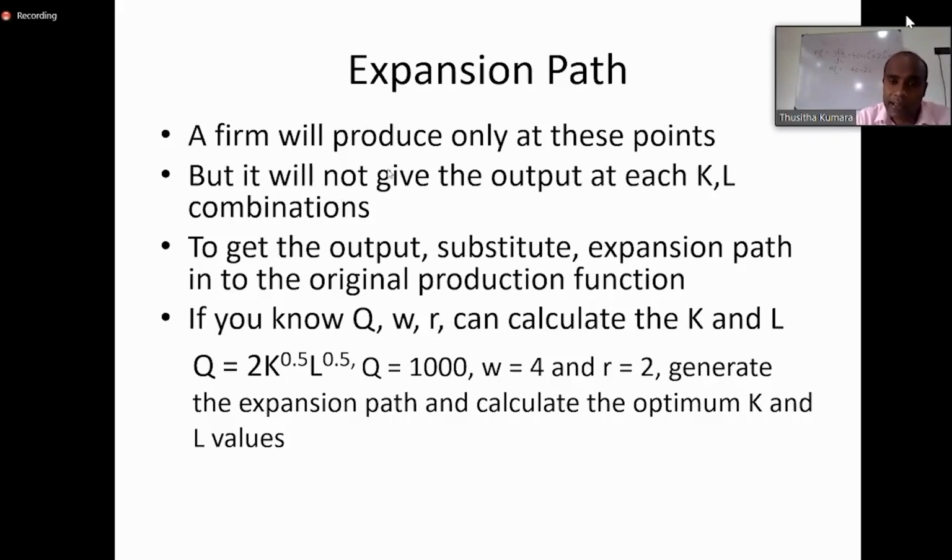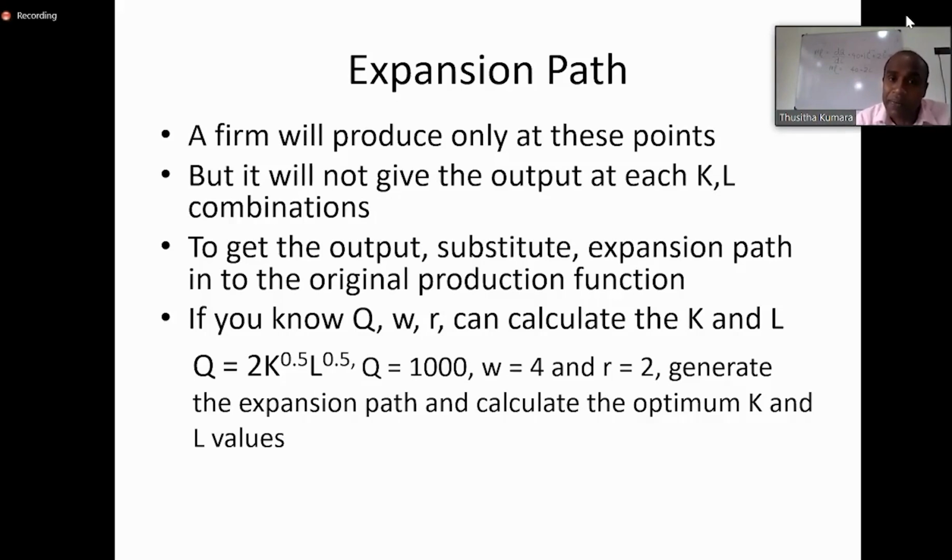So as I already discussed, if a firm wants to expand its production process, it will be expanding along this curve, the expansion path, because at any point we are getting the efficiency condition satisfied.